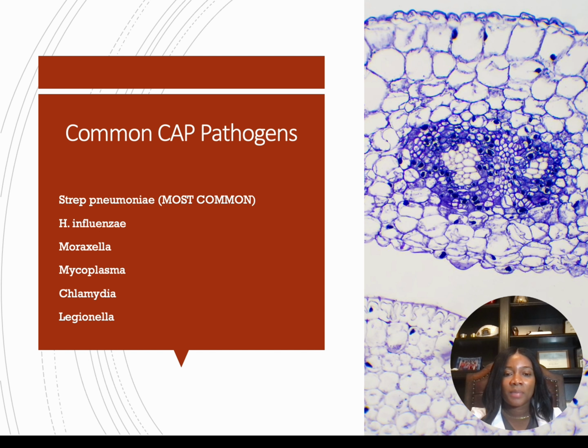Now, let's talk about the pathogens. Strep pneumoniae is the number one cause of community-acquired pneumonia and a frequent exam answer. Atypical pathogens usually present with milder symptoms and require coverage with macrolides or doxycycline.